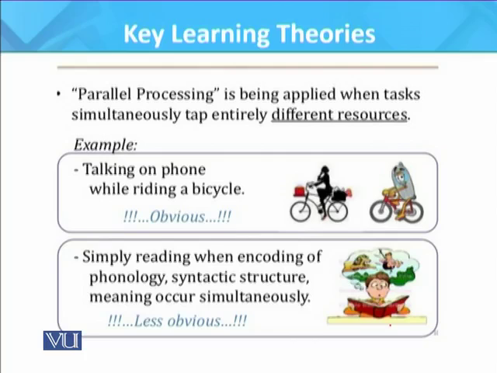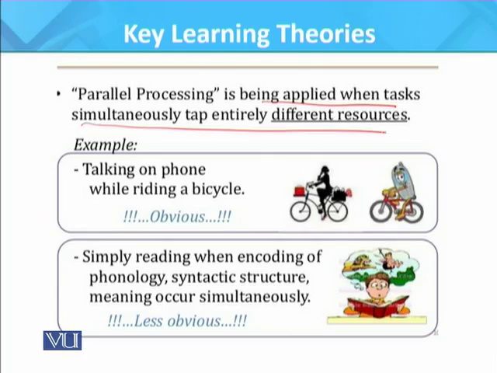Parallel processing is being applied when tasks simultaneously tap entirely different resources. Now, it's a very interesting example. You can see how parallel processing is being applied when there is multitasking, or you are paying attention to multiple tasks simultaneously. Talking on the phone while riding a bicycle, or simply reading, when encoding phonology, syntactic structure, and meaning occurs simultaneously. So basically, your mind is engaged in multiple processes which are at work in parallel.